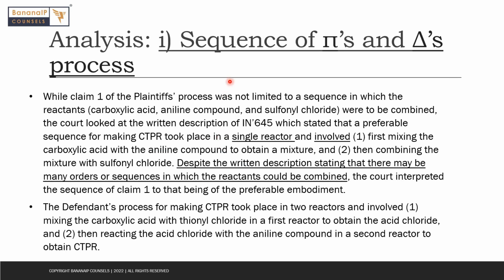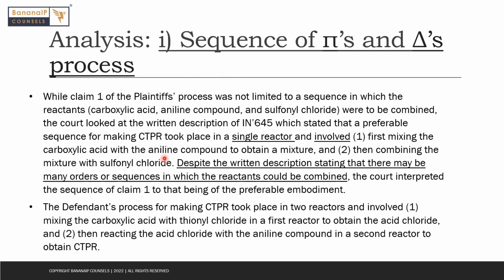So for the first part, to determine whether the sequence in which the plaintiff's process and the defendant's process for combining the reactants was the same, the court looked at the written description of the plaintiff's patent. And the plaintiff's patent in the written description had disclosed a preferable sequence for combining the reactants, which involved combining the acid with the aniline compound first, and then combining it with the sulfonyl chloride.